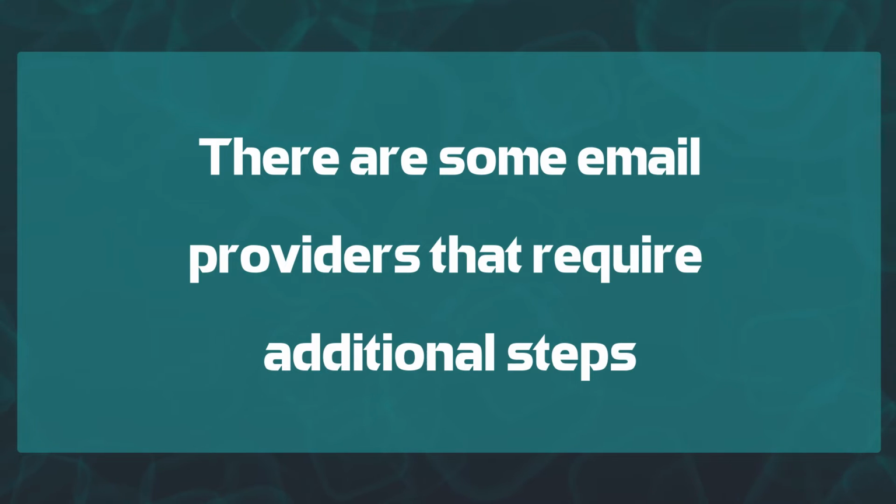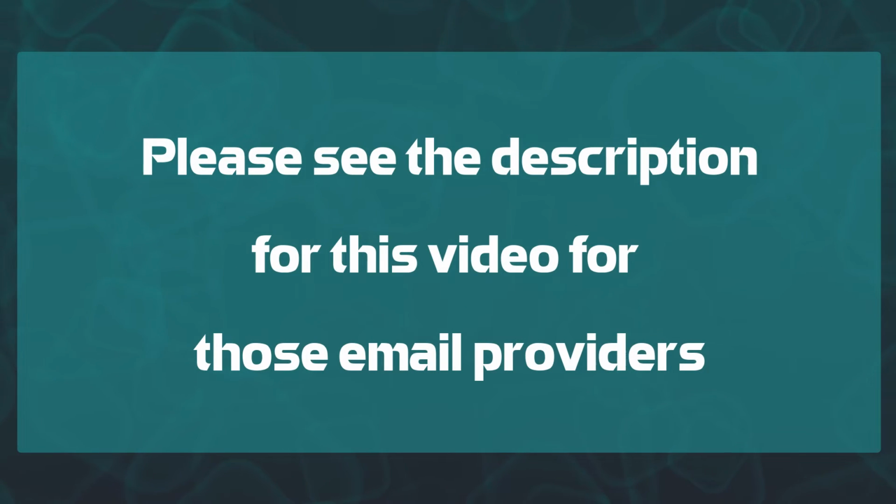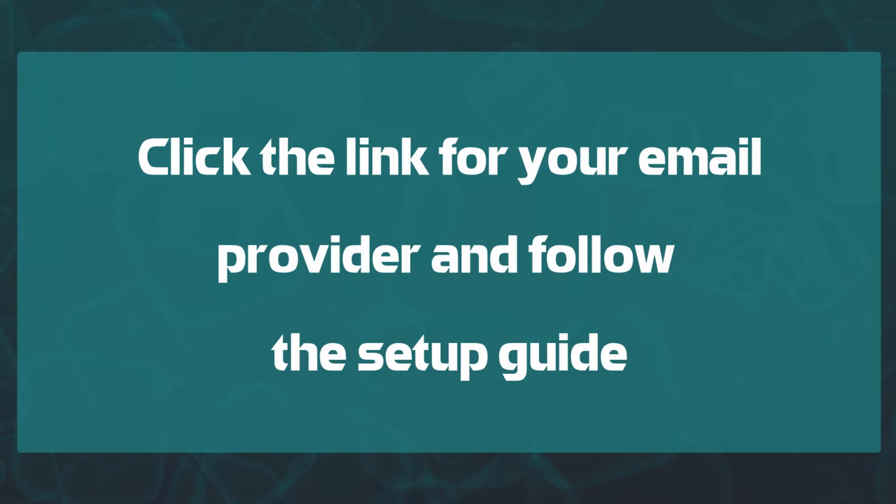But before we begin, there are a couple different email programs out there that have a different set of security standards than others and require creating an app password along with a few other setting changes in your email account. For those email providers, please look at the description for this video for links. Before you even begin setting up your outgoing email server, make sure to check those links. And if your email provider is listed there, click that link and follow the setup guide to make sure that your outgoing server is going to be set up correctly.